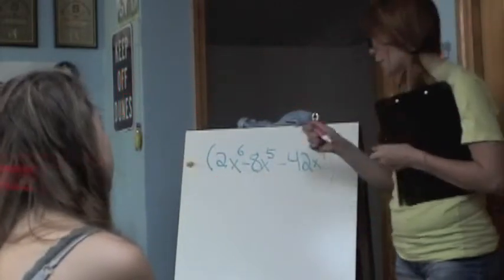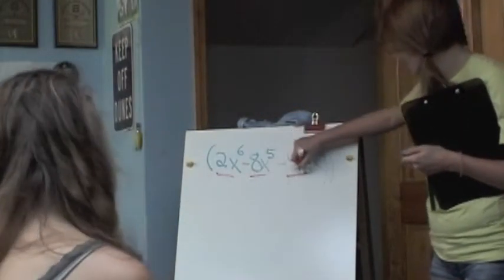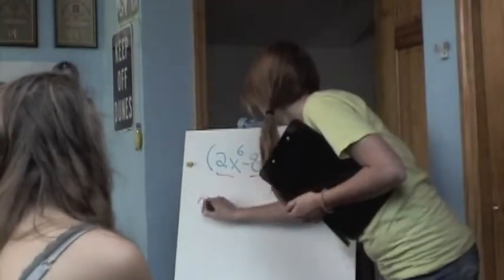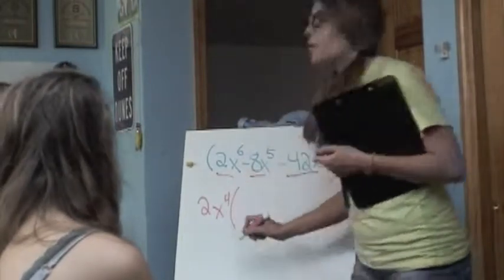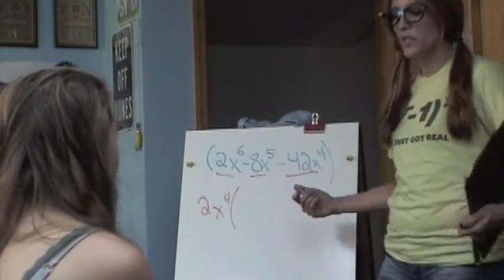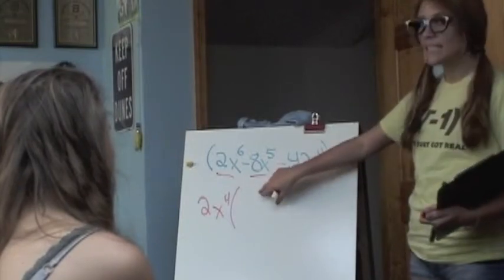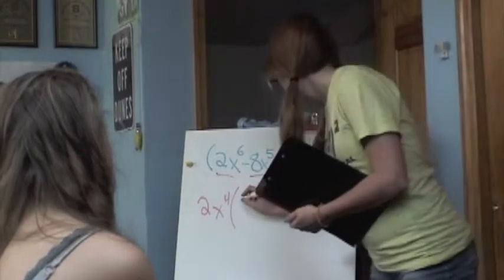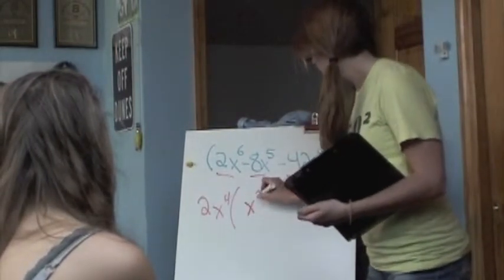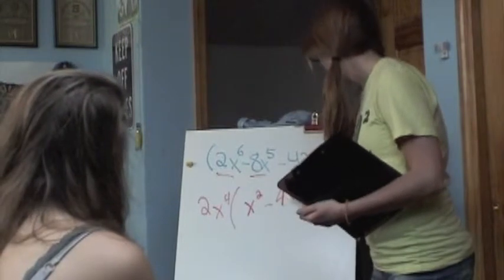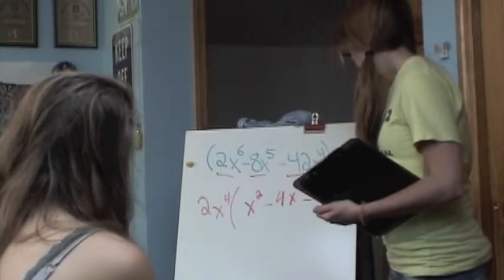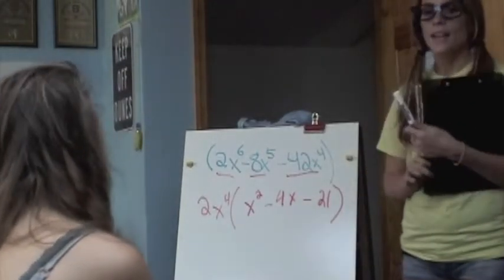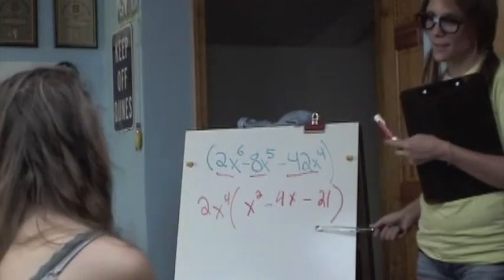What do all of these terms have in common? 2x to the 4th. Correct. When we take 2x to the 4th out of the equation, we are going to divide each term in the equation by 2x to the 4th, giving us x squared minus 4x minus 21. Now, this is looking more like a quadratic.